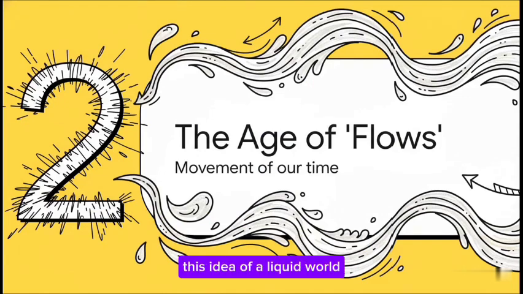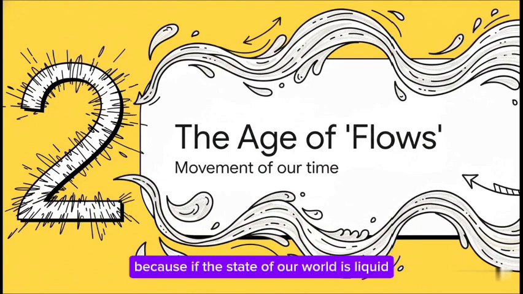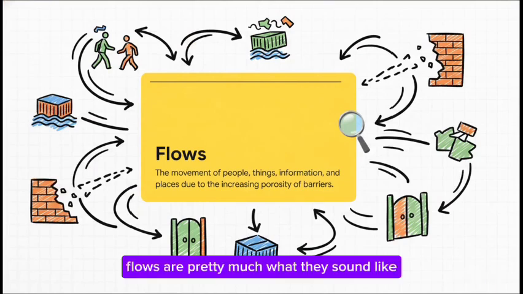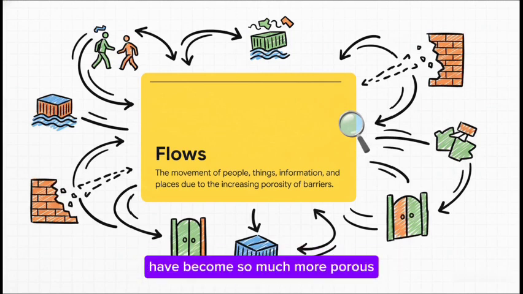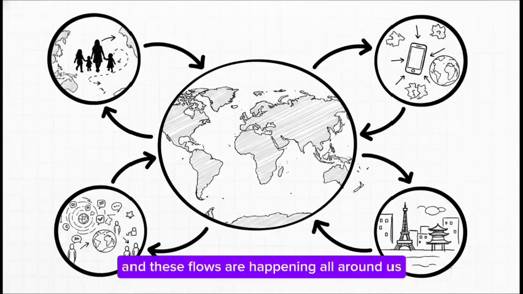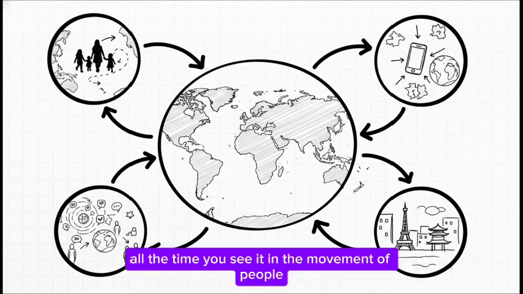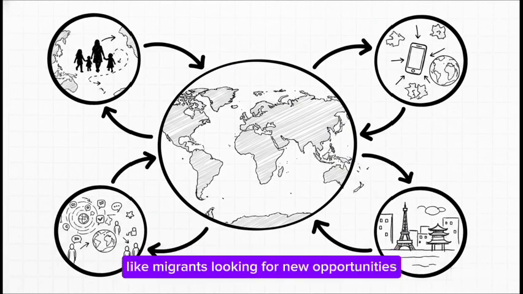Okay, so this idea of a liquid world leads directly into our next concept, because if the state of our world is liquid, then its defining action has to be flow. Flows are pretty much what they sound like. They're the natural result of all that liquidity. They're the actual movements of people and products and data, all made possible because those global barriers we talked about have become so much more porous, so much easier to get through. And these flows are happening all around us, all the time. You see it in the movement of people, like migrants looking for new opportunities.